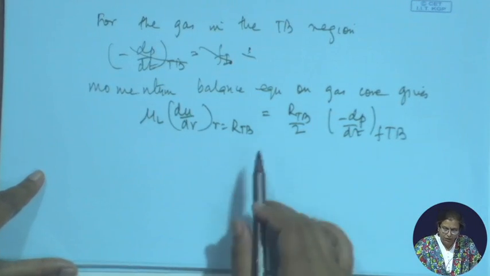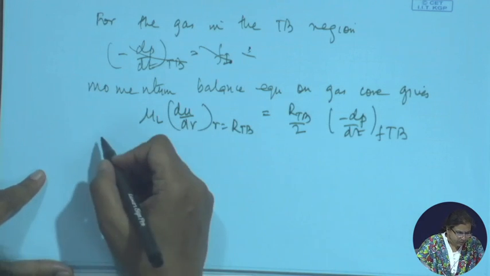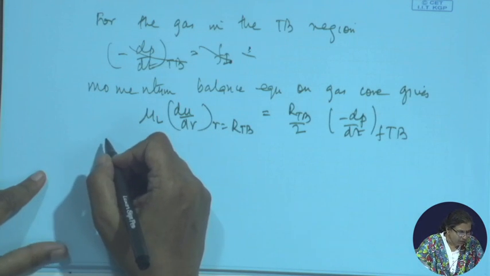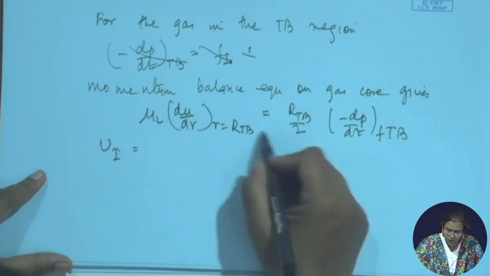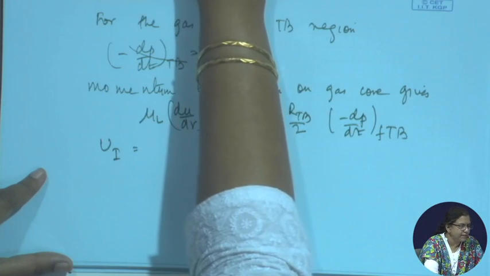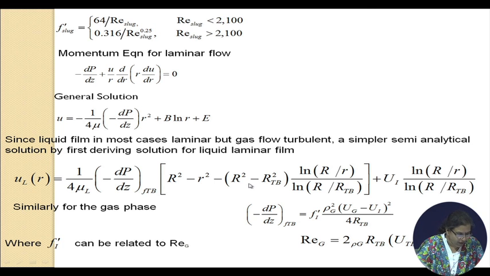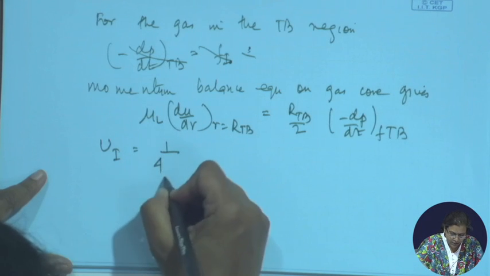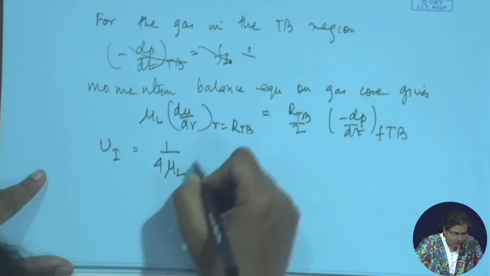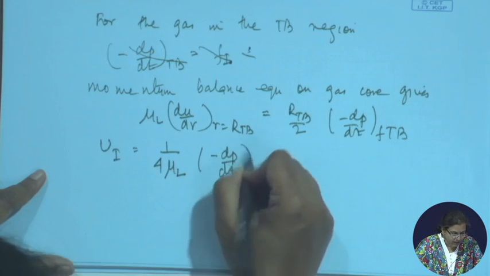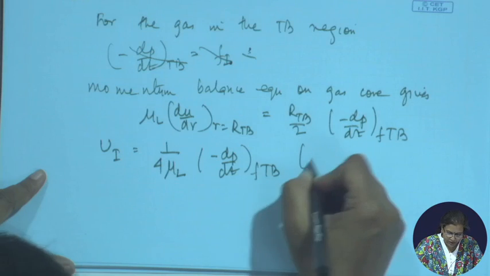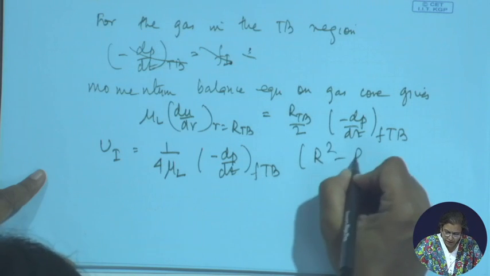We can write it down in this particular way, and then from there we can find out the interfacial velocity from this particular expression and the expression I have shown. We can find out the interfacial velocity as UI is equal to minus 1 by 4L, the pressure gradient in the Taylor bubble region in this particular form.